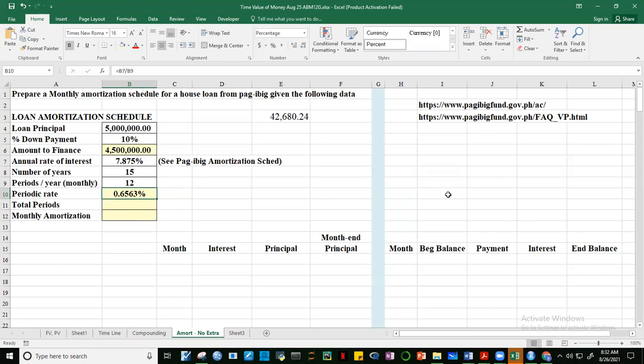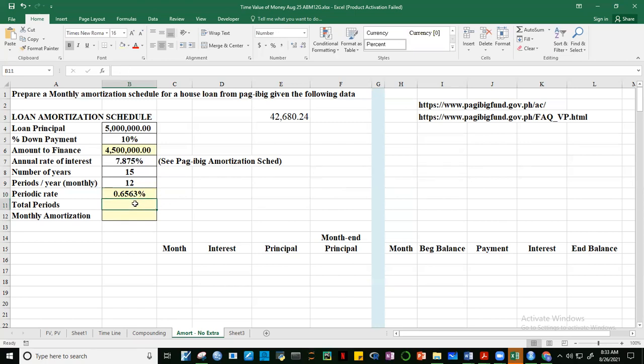Parang ginawa natin kanina, no? 10% divided by 2, 10% divided by 4. So ito, yung 7.875% divided by 12. No? So ibig sabihin, every month, meron tayong na-incur na interest na 0.6563%.